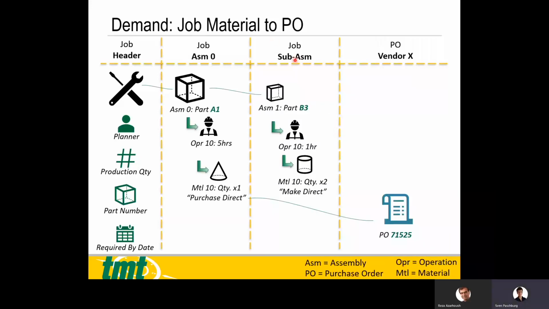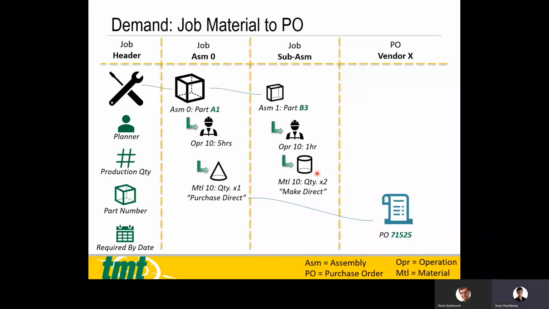Job material to PO. So pretty much the same scenario, except now we're looking at this area here where you've got a material, it's used to do this task to deliver this assembly, and you need to buy it in because this part is sourced externally from a vendor, right? So then you set it as purchase direct, and it demands a PO number 71525, right? So that's fairly simple, and that's quite common in a lot of our jobs. We do many more purchase direct items than we do make direct items, but the two are both used within our system and within our workflow here at TMT.